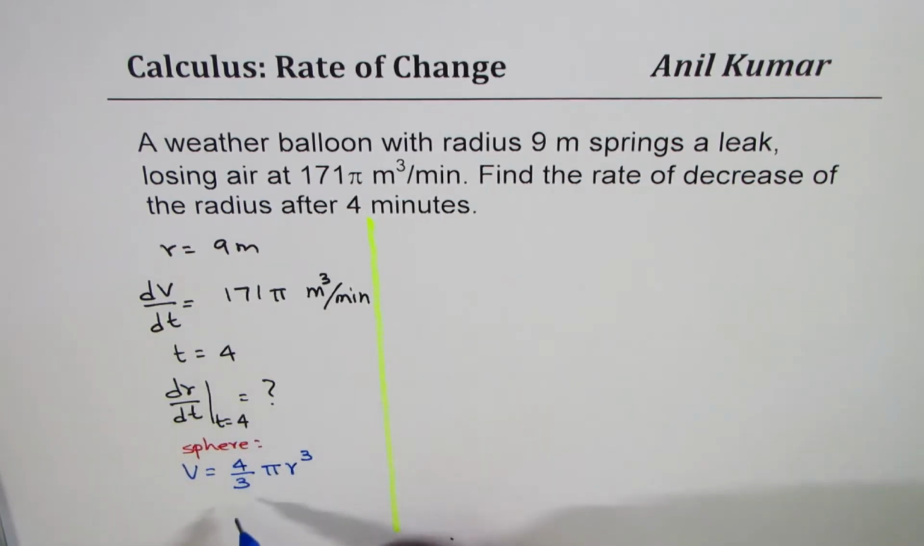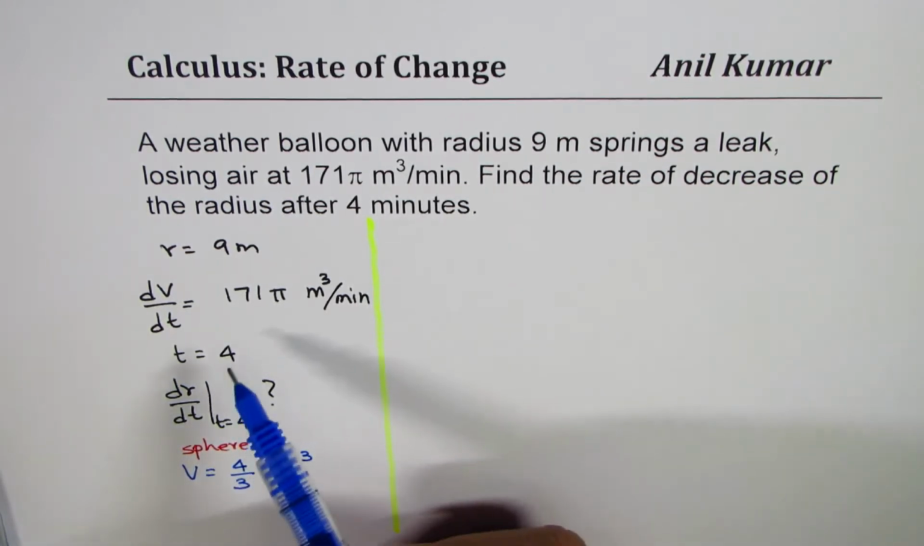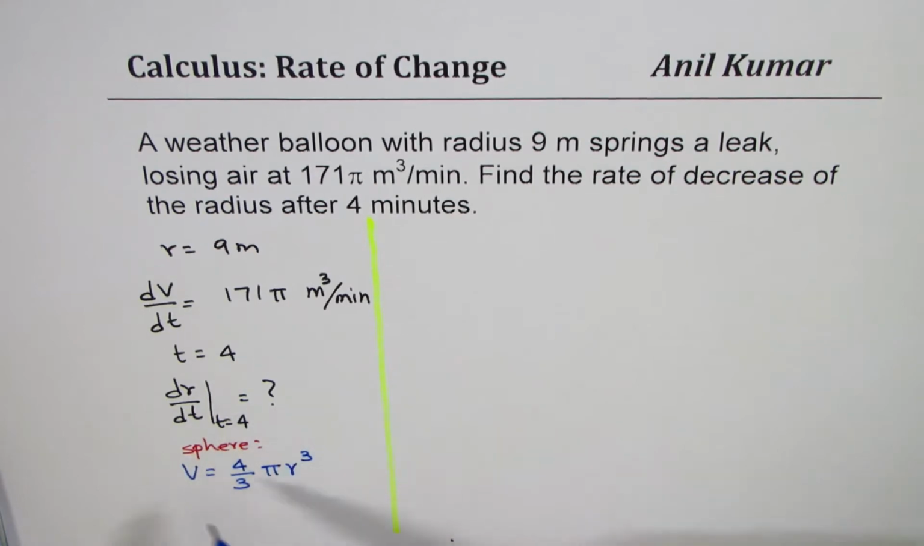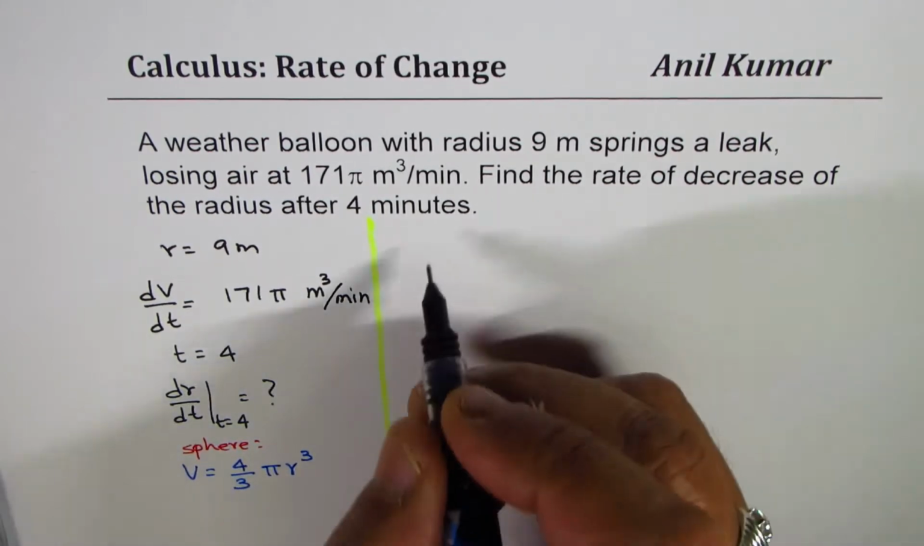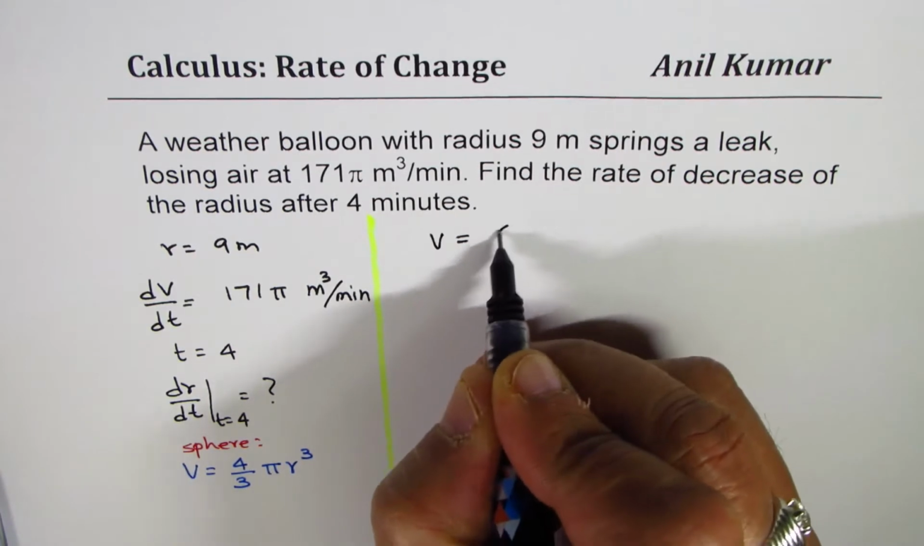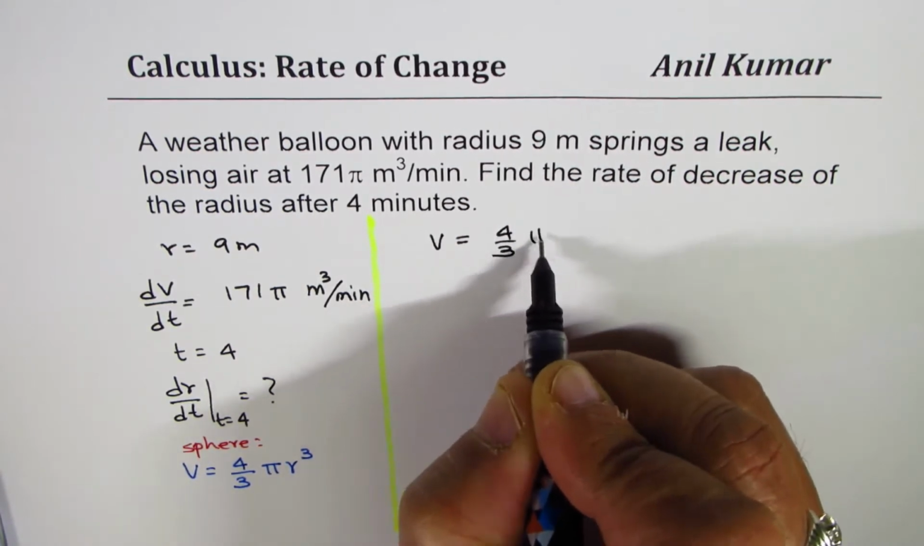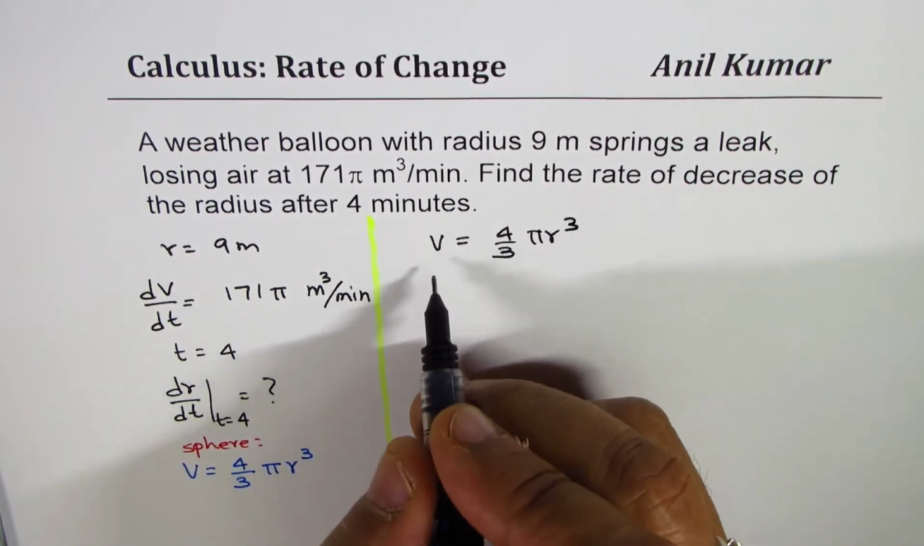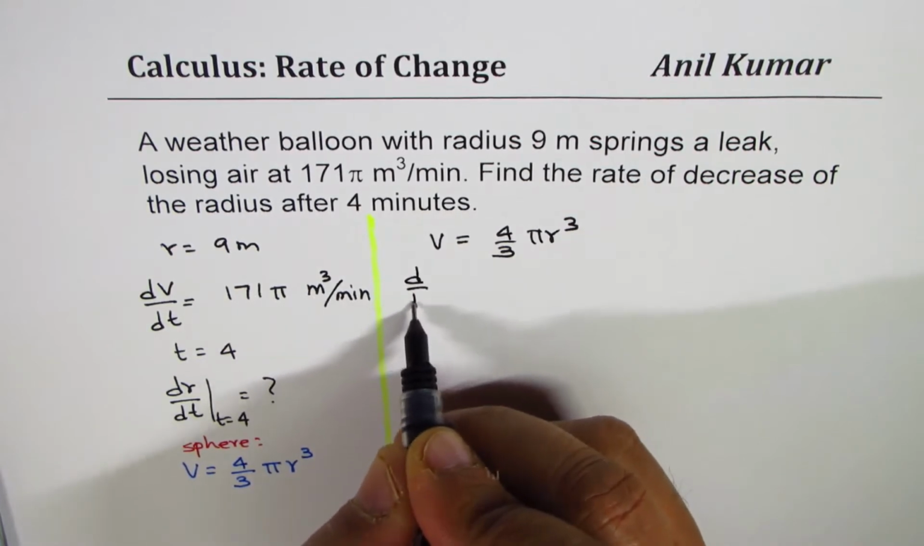Now, we need to find a few more values, but let's start with the formula and then we'll figure out what else we need to find. Okay, so let this be the approach this time. So we are given volume, which is 4 by 3 pi r cube. Let's differentiate both sides with respect to time.